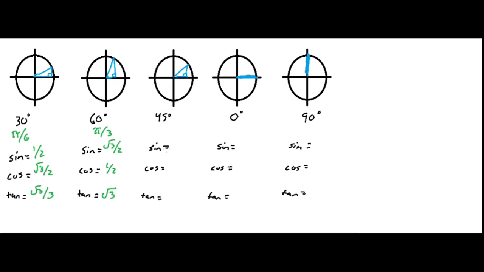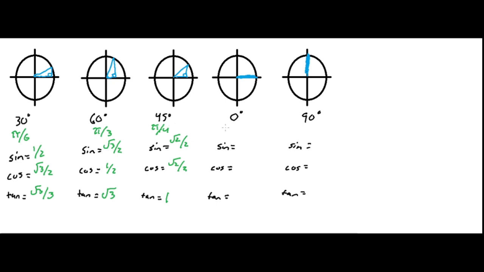Now at 45 degrees, sine and cosine are actually going to be equal to each other. That's going to be square root 2 over 2 for both of them, making our tangent 1. Oh, and I forgot to mention that at 45 degrees, the radians are going to be pi divided by 4.